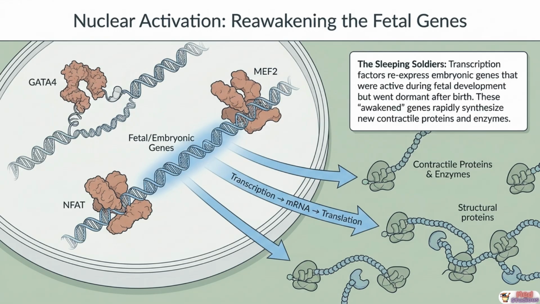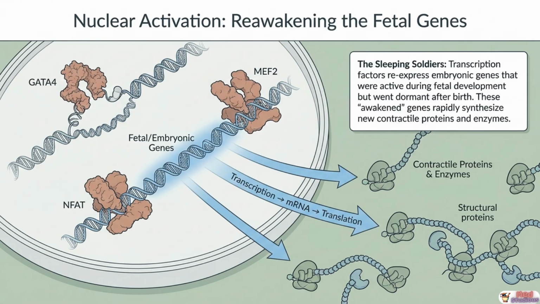Once reactivated, these fetal genes drive the transcription of mRNA, which is then translated by ribosomes into two critical categories of new proteins: contractile proteins and enzymes, including heavy chains of myosin and actin, which increase the cell's mechanical power, and structural proteins, which expand the cell's physical architecture and increase its size.